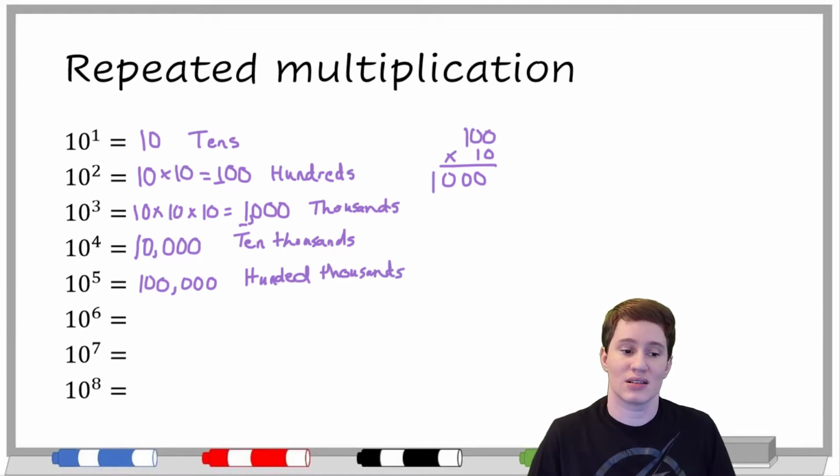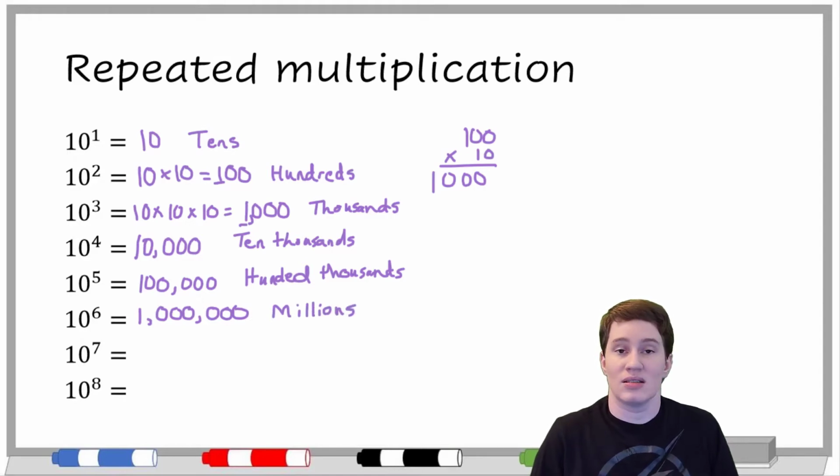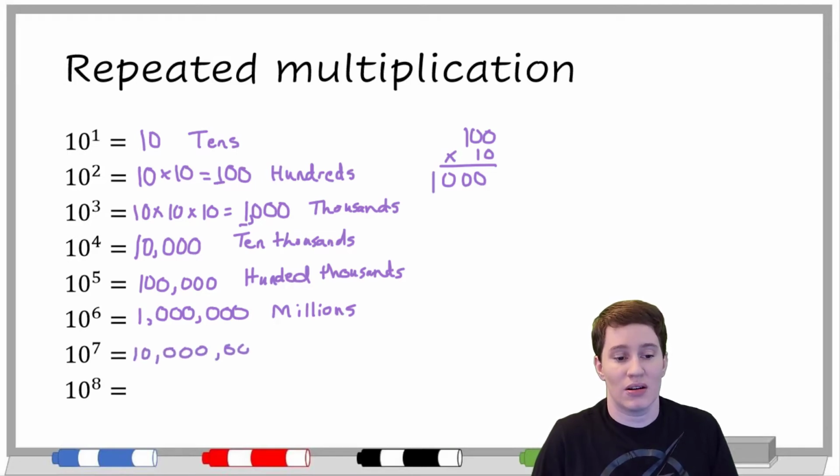And then 10 to the sixth would be 1 more 0, which gets us to 1 million and means that we need another comma. So this is the millions place. 10 to the seventh would be the 10 millions place. And this pattern just kind of continues. So we have thousands, 10,000s, 100,000s, millions, 10 millions, 100 millions.